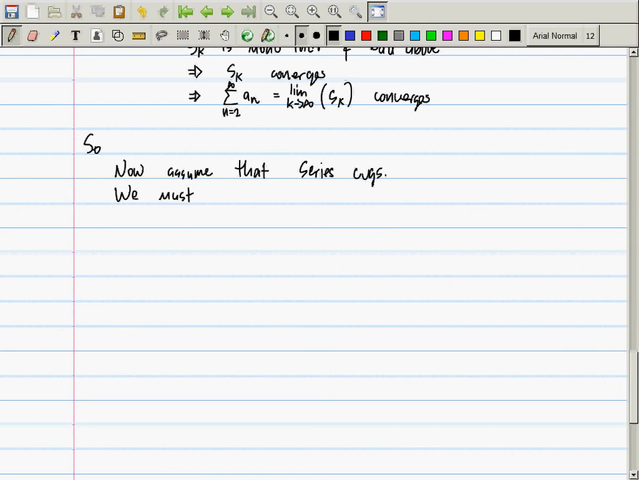We must show that the integral converges. Okay, because we did it the other way around. We said, assuming the integral converges, the series converges. Now we need to assume the series converges and show that the integral converges. So this I'm going to assign to you as a take-home quiz question.